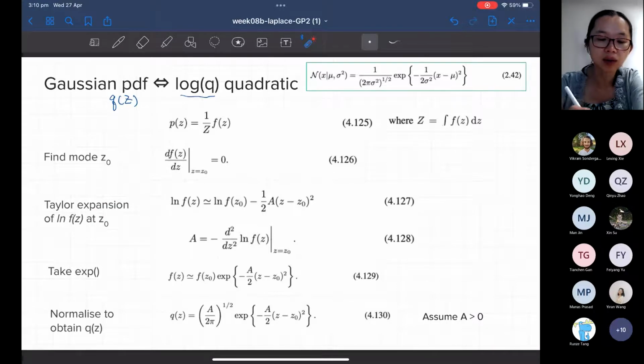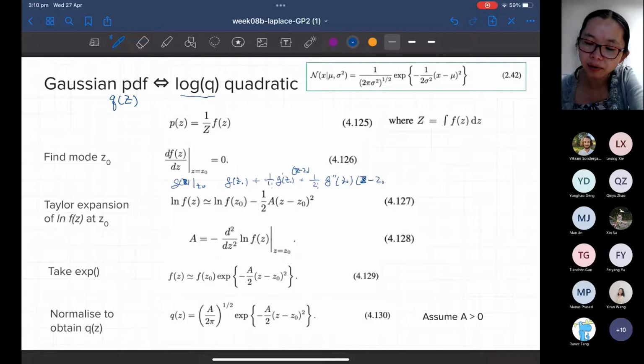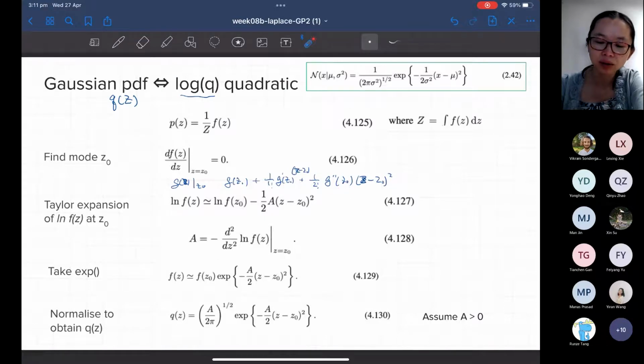Right, we remember how Taylor expansion works. If we have a function g, being expanded, let's say g of z at z0, we have g of z0, plus 1 over 1 factorial, that's 1, times g differentiated at z0, plus 1 over 2 factorial times the difference z minus z0, squared, times g twice differentiated. Confusing x and z, but basically the quadratic term involves the second order derivative of the function, right? So this is what's happening.